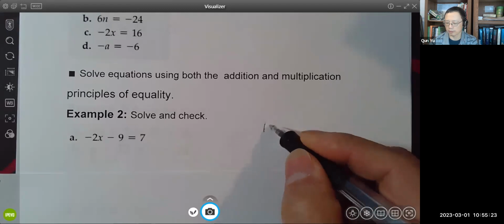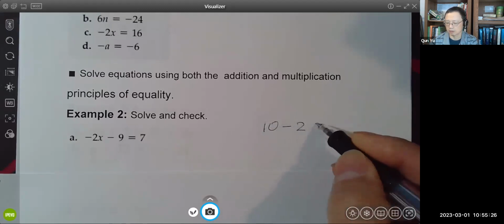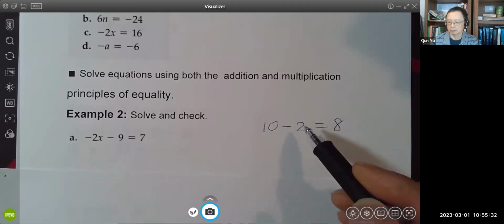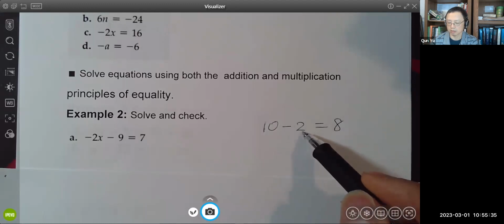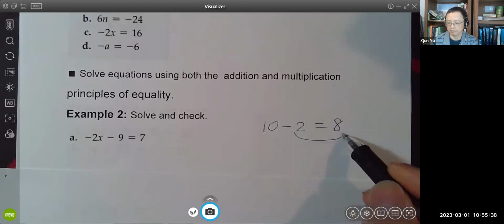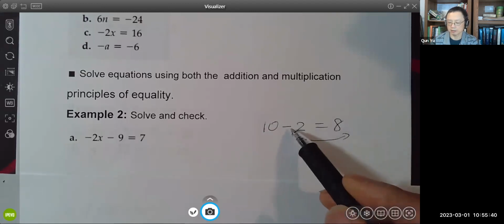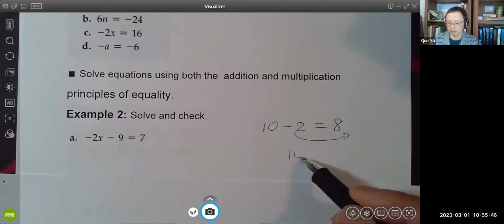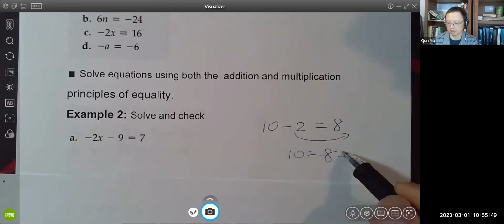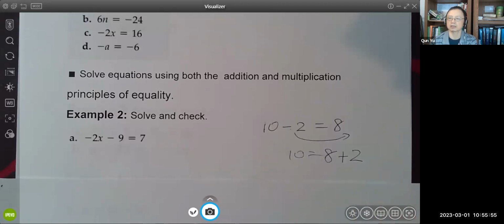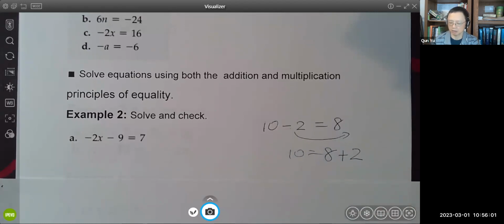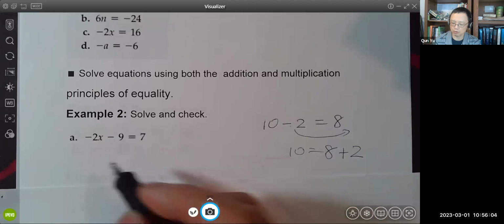Let's do a quick review of how this works. Say we know 10 minus 2 equals 8. This is correct. Suppose I don't want to have this -2 on the left-hand side, I can move it to the other side, as long as you change the sign to the opposite sign after you move it. Say 10 equals 8, this minus becomes plus. Is that still true? It is still true, right? That's the only requirement. If you don't want a term, move it to the other side, just change the sign. So we do the same thing. I don't want -9, so I move it to the other side.